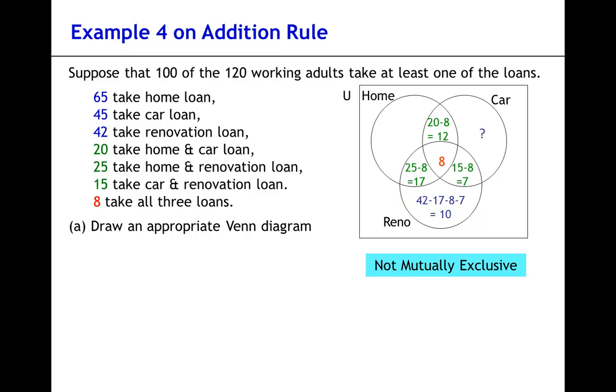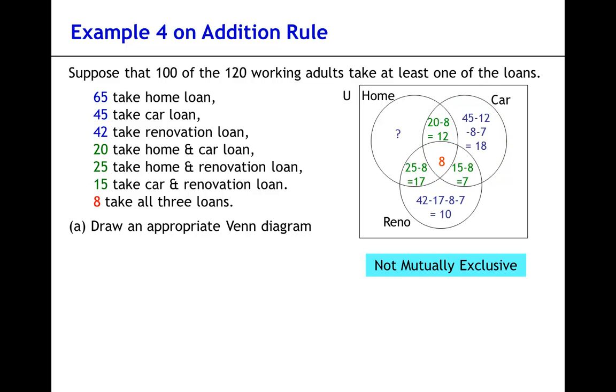What about this region? We are given that 45 take car loan, but that's this whole circle here. Hence, we have to take 45 minus all the intersecting regions of 12, 8, and 7 to get 18 for this region.